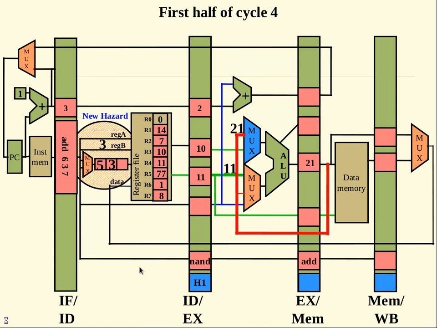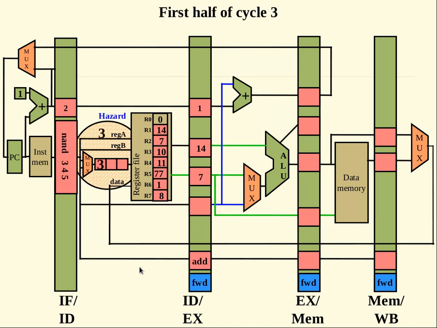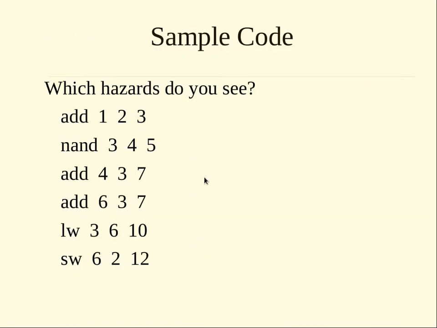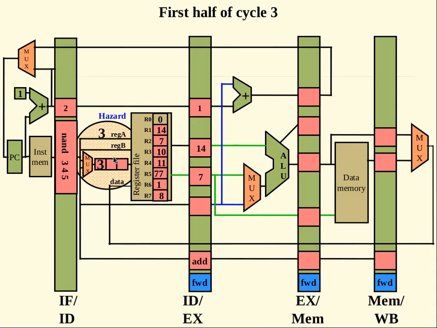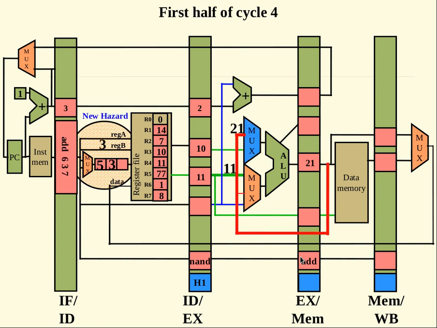Whoa, what just happened here? Okay, this is the 1, 2, 3. Here's the add. Add 1, 2, 3, and the NAND is right afterwards. Hazards detected. NAND, add. Hazard still detected. That's why I would forward from that add straight back here.